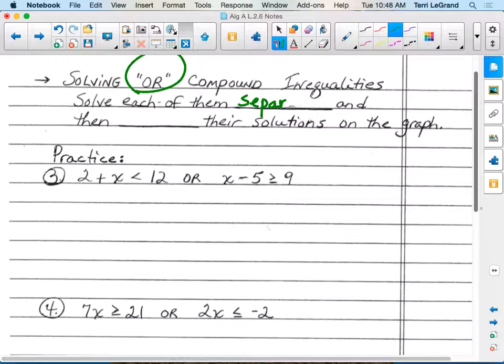Do I have that spelled right? Okay, good. Solve each of them separately and then combine their solutions on the graph. In other words, you get to show this is all the possible places it can come from, okay?